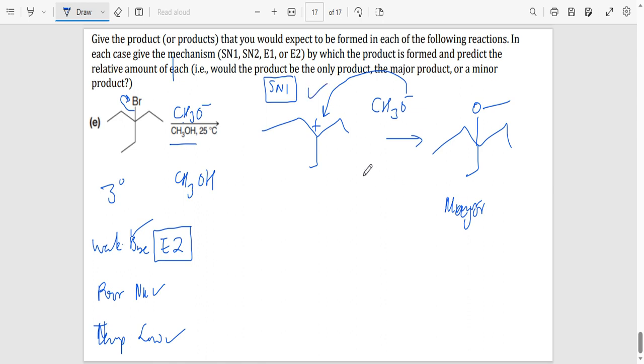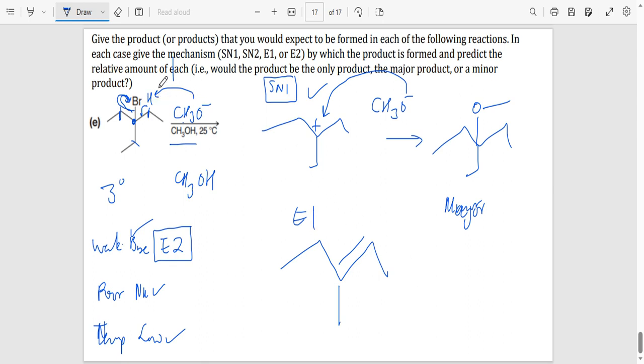And then the minor product is going to come from elimination. Any one carbon away, either this one or this one or this one, any one carbon away from this carbon that contains a bromine, hydrogen is going to be grabbed, making the bond break, forming a double bond there, and then this bond also breaks. So what we're going to be able to form is a double bond at this position. And this one is coming by the E1 mechanism.